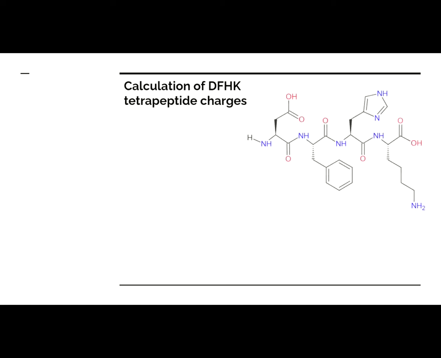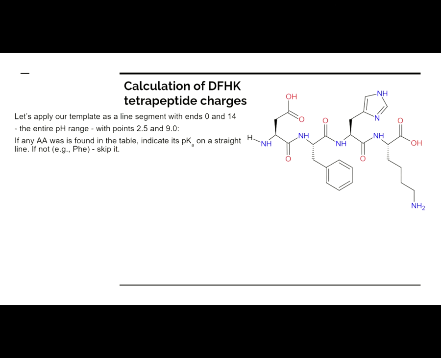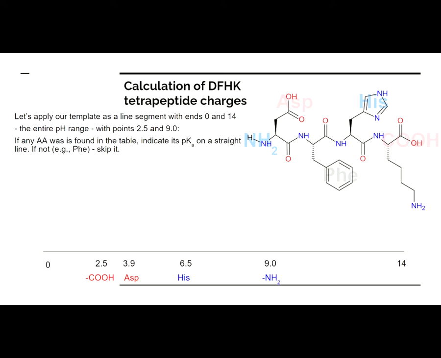Now the calculation of this tetrapeptide's charges. Let's apply our template as a line segment with the ends 0 and 14, the entire pH range, with points 2.5 and 9.0. If any amino acid is found in the table mentioned before, indicate its pKa on the straight line. If not, for example phenylalanine, skip it. So let's analyze. Aspartate 3.9, it will be charged. Phenylalanine: this amino acid radical cannot be charged, so we skip it. Next, histidine 6.5 will be added to our range. And finally, lysine 10.5. So these 5 points make 6 intervals.